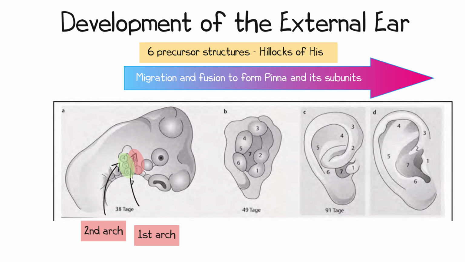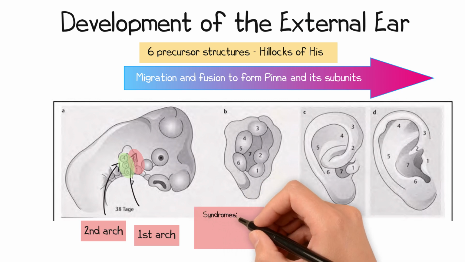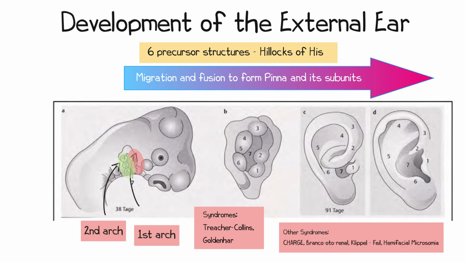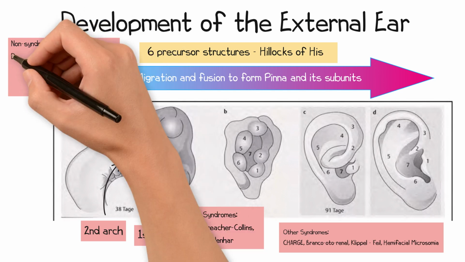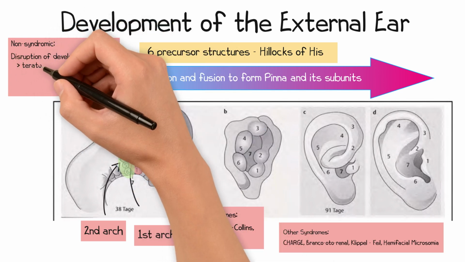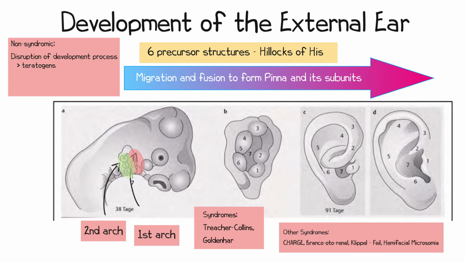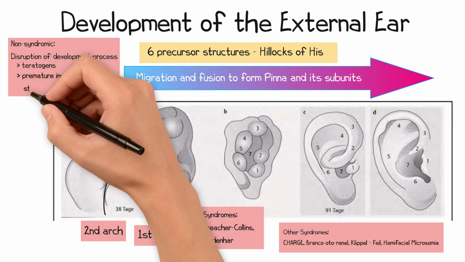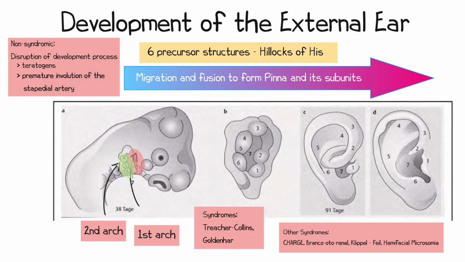As the hillocks arise from the first 2 branchial arches, syndromes such as Treacher-Collins and Goldenhar, which primarily affect these branchial arches, commonly result in Microtia. In non-syndromic cases, the normal development may be disrupted either due to teratogen exposure or perhaps due to premature involution of the embryological stapedial artery, which normally supplies the developing structures. The exact mechanism, however, is not known.